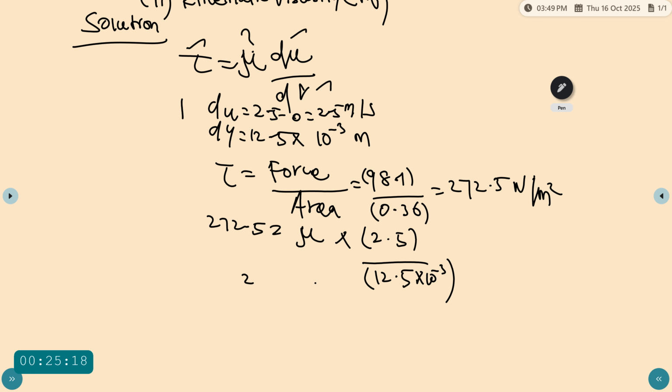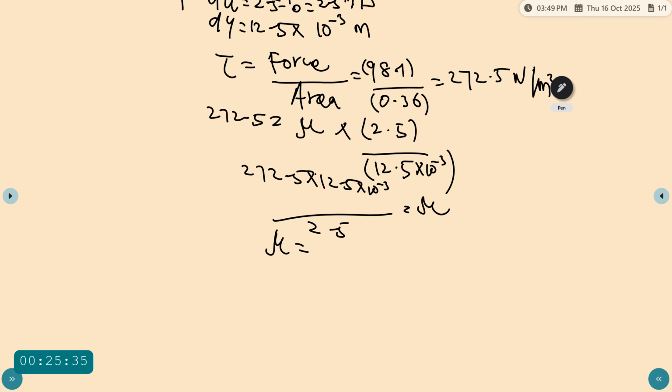So cross multiply: 272.5 into 12.5 into 10 power minus 3 and divide by 2.5. It will give the answer of mu. I put brackets and multiply in the calculator, 272.5 and 12.5 into 10 power minus 3, divided by 2.5. The answer will be 1.3635 Newton second per meter square.